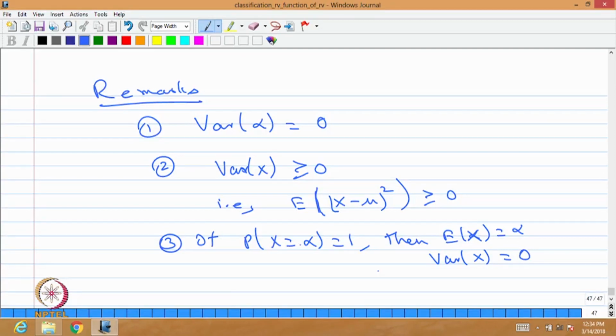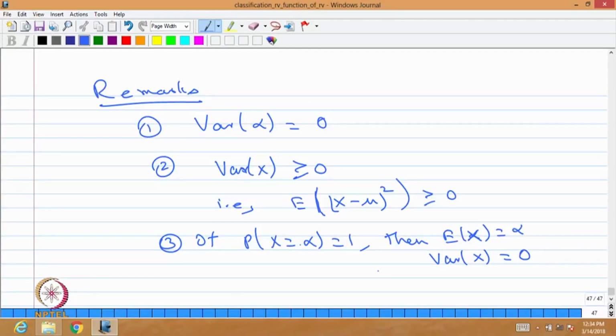And this is an if and only if condition. If the variance is 0, then you can conclude that it is a constant random variable. When I say constant random variable, the probability that x takes that constant value is 1, therefore it is called a constant random variable. Later I am going to discuss this in detail. So, here the remark is: if the variance is 0, you can conclude the probability that x takes that constant is 1. If it is a constant, then its expectation is the same and the variance is 0.